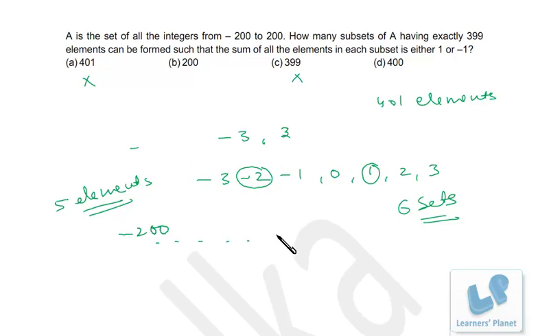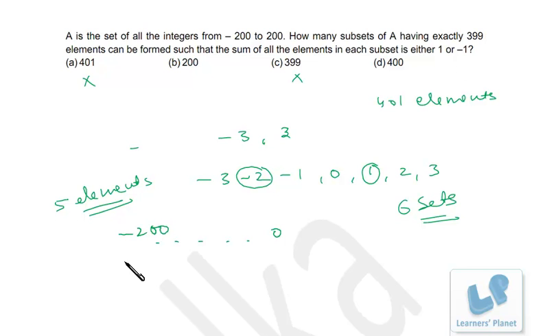So 200 sets from here and 200 sets from here. In all, I'll be getting 400 sets of the type where each set is having 399 elements and the sum of the elements is either 1 or minus 1. Okay.